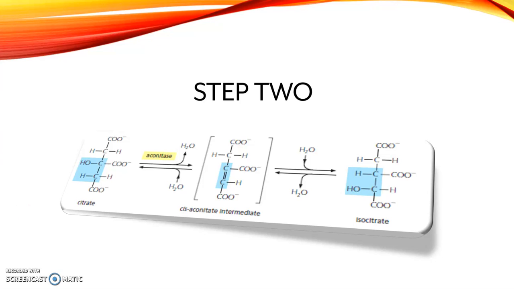In step 2, an isomerization reaction in which a molecule of water is removed from citrate and then another is added, moves the hydroxyl group from one carbon atom to its neighbor. The enzyme aconitase catalyzes the dehydration reaction to isocitrate.